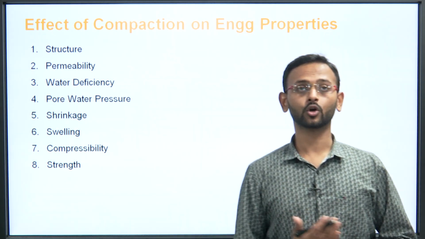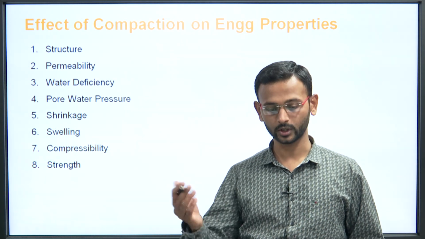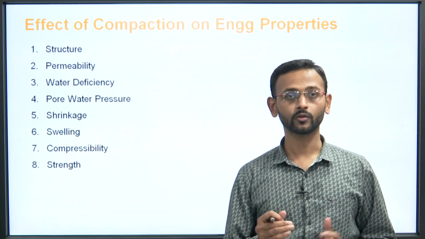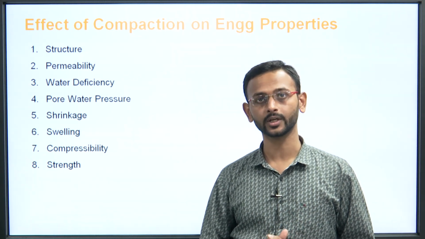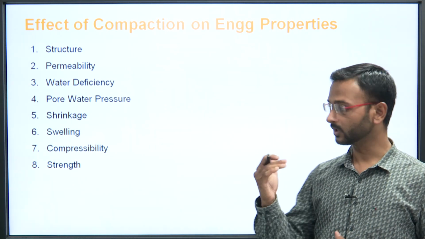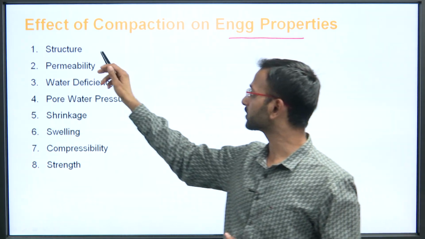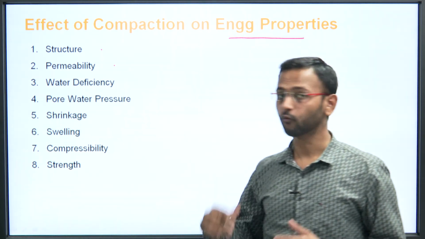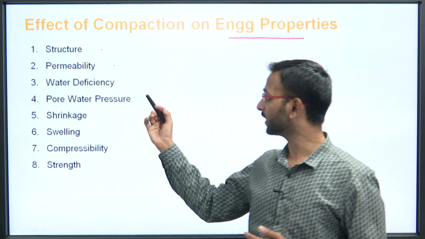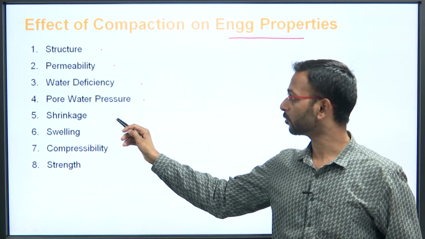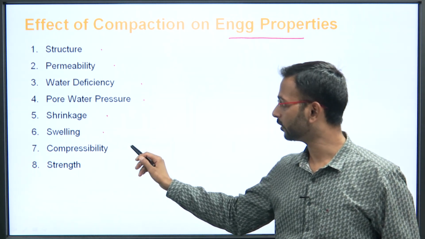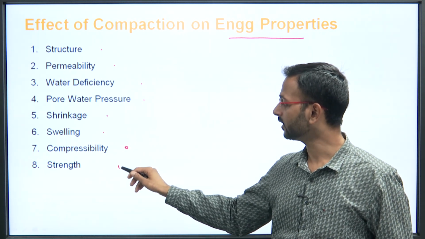Now we will be looking at a new area. Now we will be studying the effect of compaction on the engineering properties. So see what engineering properties will be getting affected here: the structure, the permeability, water deficiency and the pore water pressure. Then we talk about the shrinkage and swelling, then the compressibility and the strength.